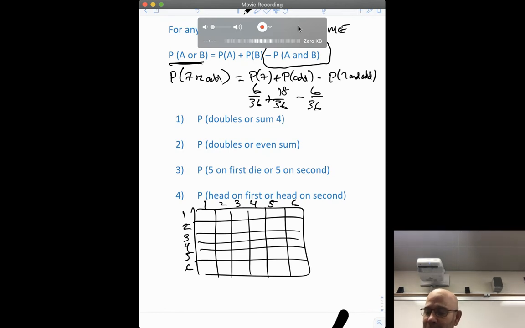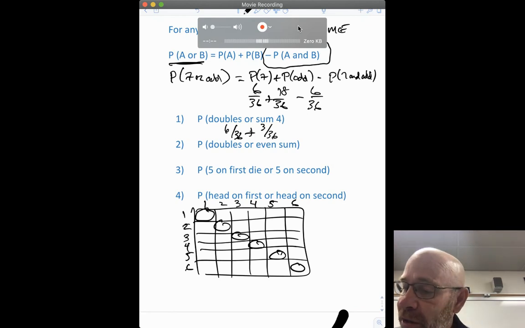So the probability of doubles, there are 6 doubles. 1, 2, 3, 4, 5, 6. Those are the doubles. Fours are 1 and 3, 3 and 1, 2 and 2. So there's 3 fours, 3 out of 36. But remember, I counted one of those twice, right? The fours, let me change colors here so you can see this. The fours would be 1 and 3 right there, 3 and 1 right there, and 2 and 2 right there.